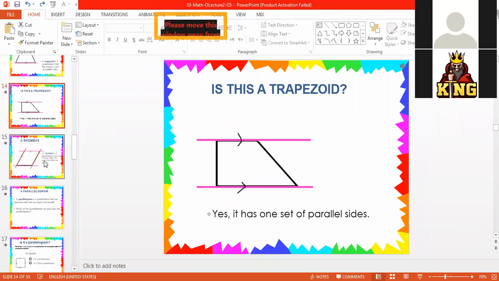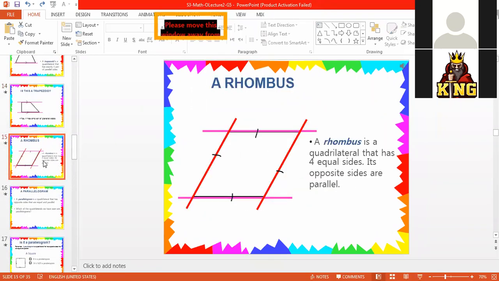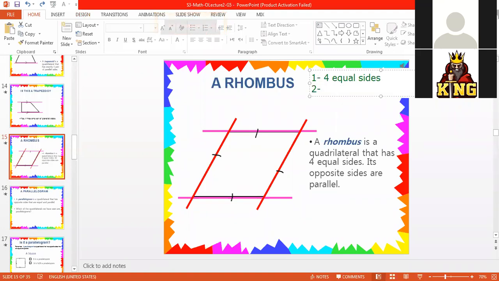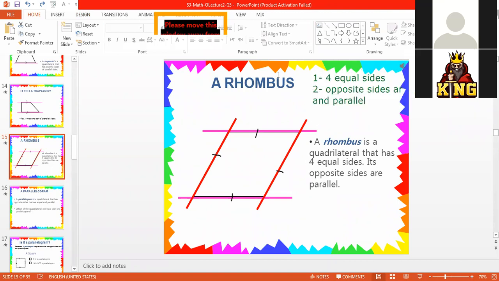Great. Now we'll talk about the rhombus. The rhombus is a quadrilateral that has four equal sides. Let us list the properties. In a rhombus, what do we have? One, four equal sides. Very good. Two, its opposite sides are parallel. And opposite sides are equal and parallel. Very good. Is it clear? Yes. Okay.